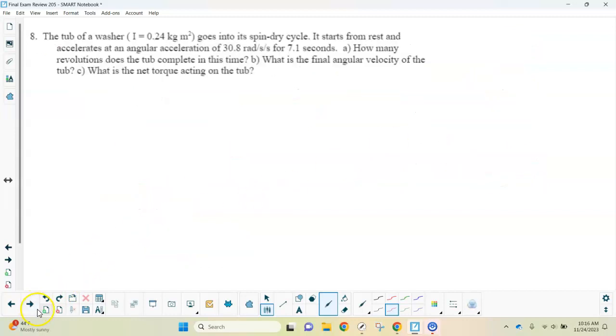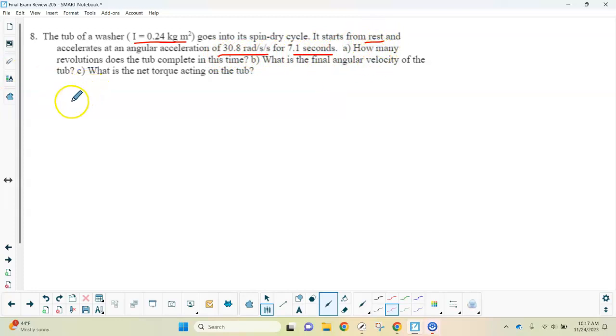Okay. So I'm going to actually do 8, and then maybe we'll just keep going because there's too much left. So there's this tub washer. It tells you the moment of inertia of it. Like your washing machine at home or at a laundromat, it's going to go into a spin dry cycle. It starts from rest, so it's not moving, and then it starts spinning, and it tells you the acceleration and the time, and it says it starts from rest. So this is just kinematics.